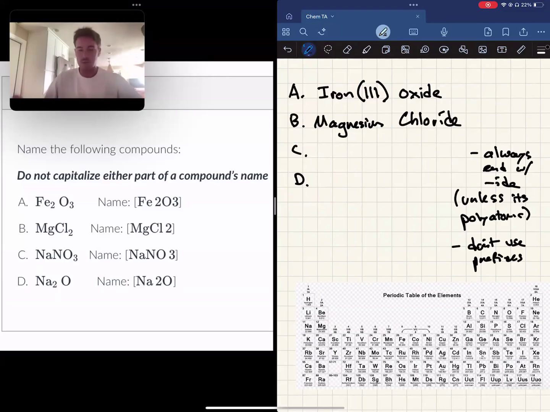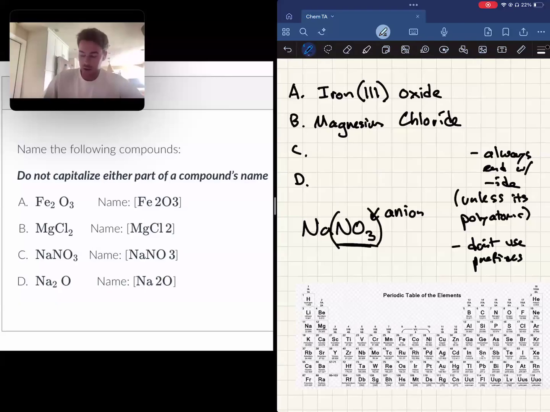Okay, let's do C. We're gonna do the third one. NaNO3. Okay, so this is a polyatomic ion. This is our anion, which is the negative charge. The whole thing is our anion. And then this is our cation.